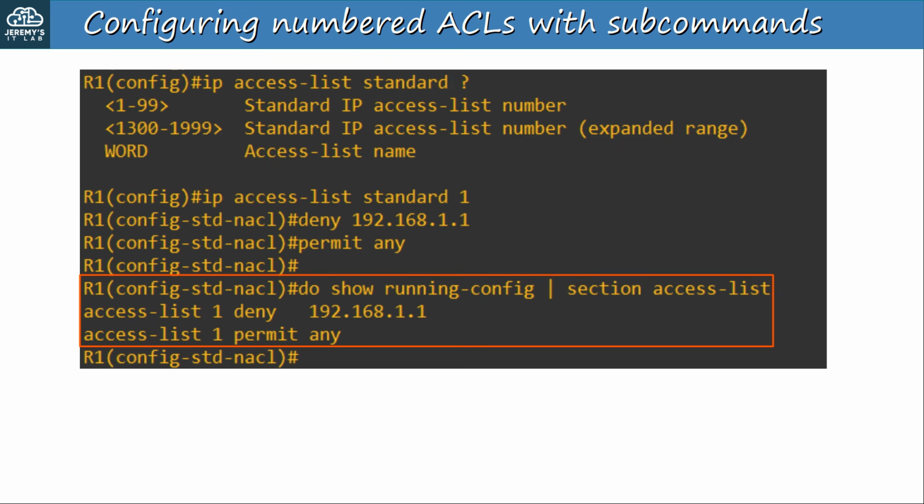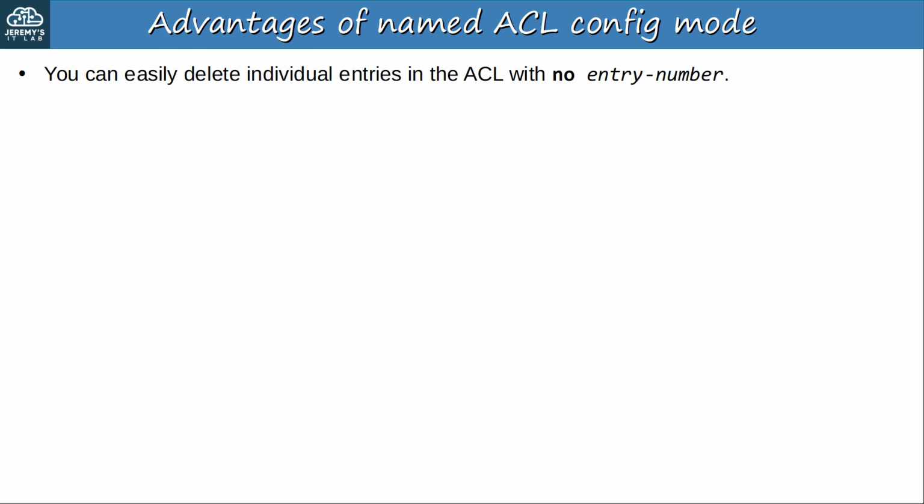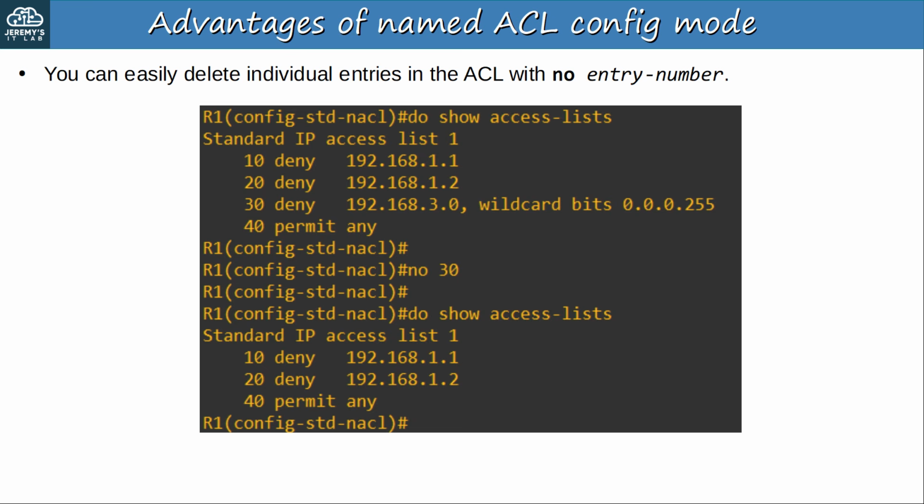If it ends up being just like a regular numbered ACL, why configure it in named ACL config mode? Well, there are a few advantages to using this config mode. Let me show you those advantages. First, you can easily delete individual ACL entries with the command no, followed by the entry number. Let's see how that works.